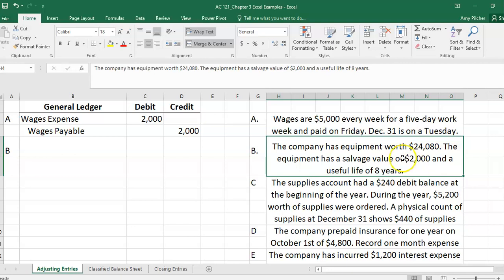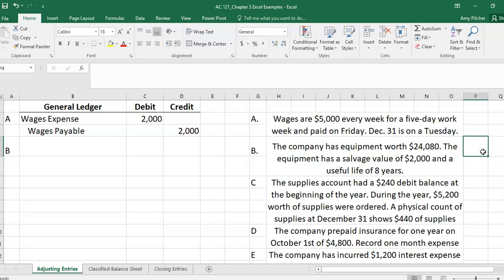So for straight line depreciation, we take the historical cost minus the salvage value and divide it by 8 years. So if we're looking at $24,080 minus $2,000 divided by 8 years, we have a yearly depreciation expense of $2,760. So if we're recording the depreciation expense for the entire year, it would be $2,760. If we want just 1 month of expense, we're going to take that $2,760 and divide it by 12.